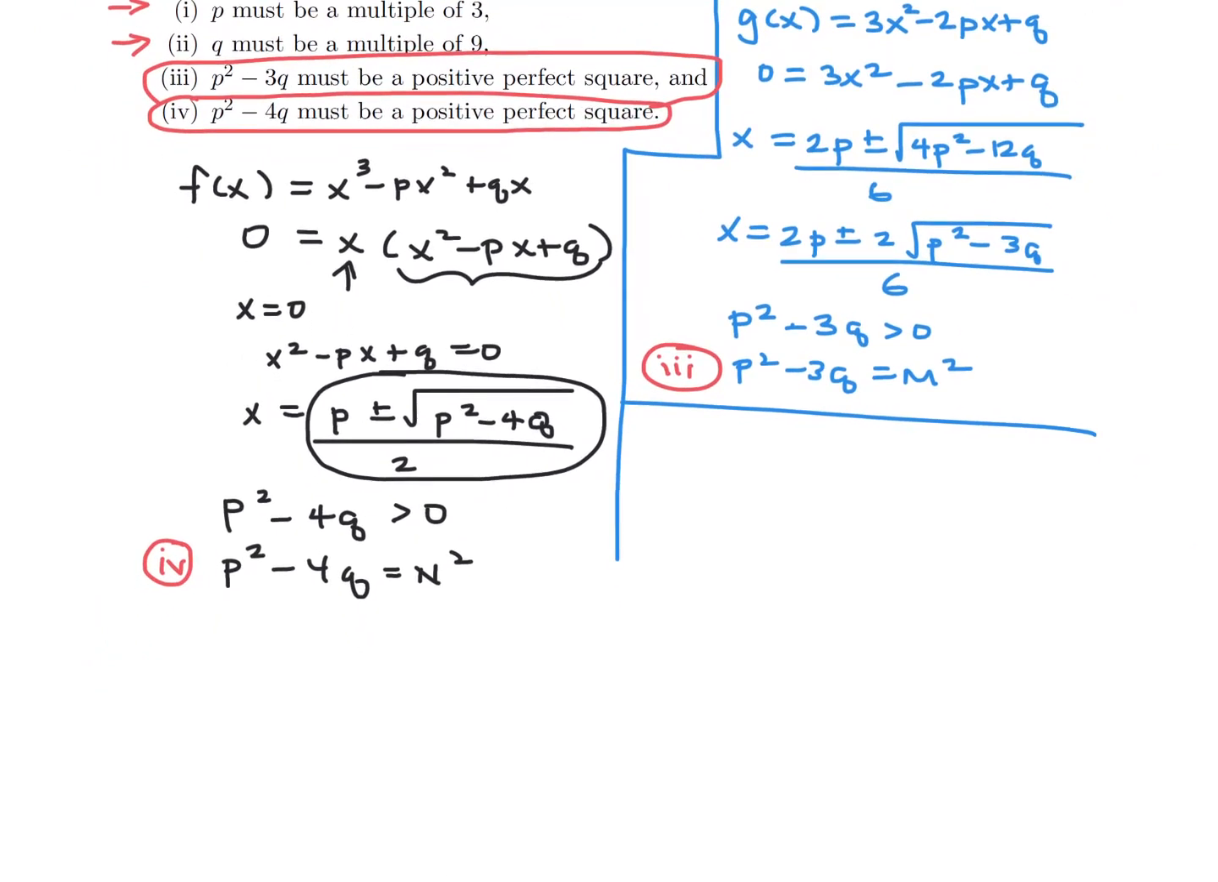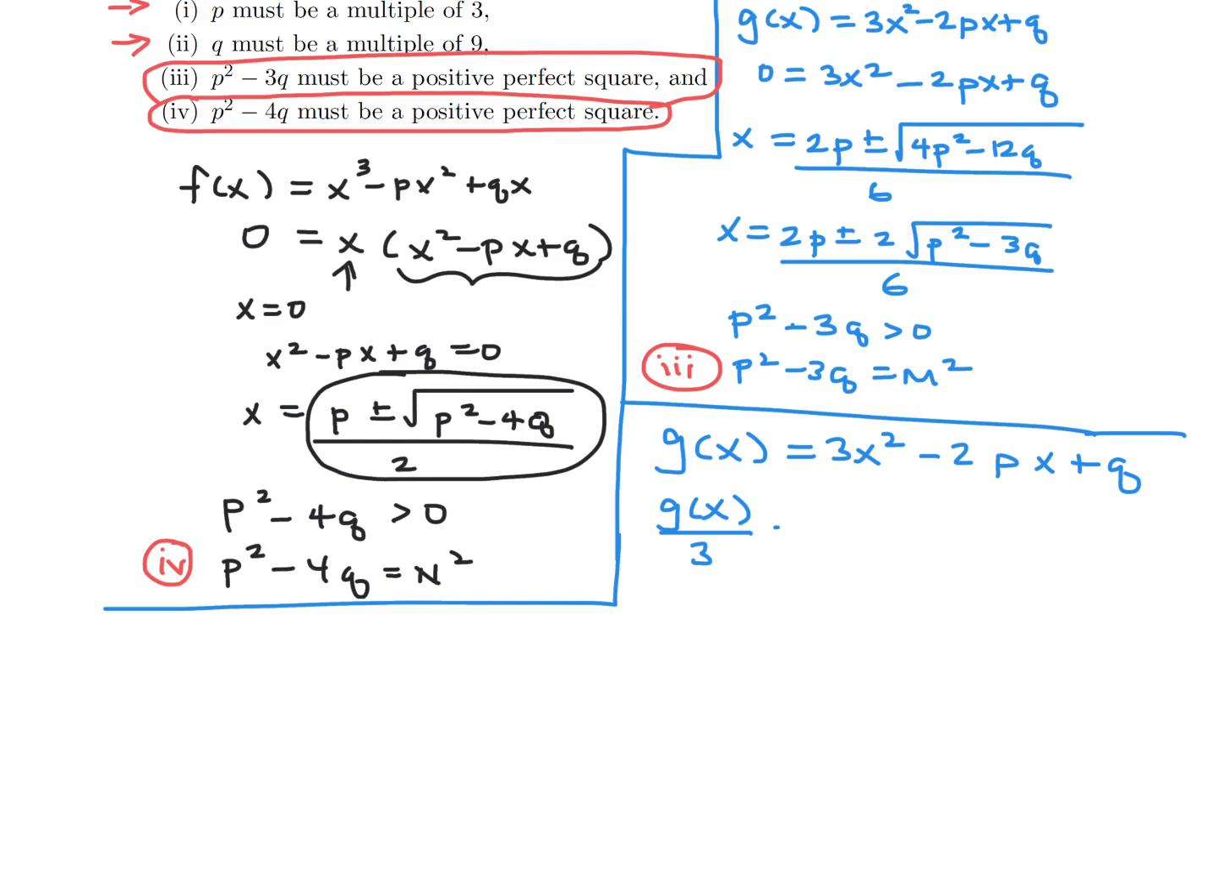We have to then, let me look at g of x again. So g of x is 3x squared minus 2px plus q, correct? Now I'm going to divide through by 3 here, and that'll just leave me with x squared minus 2 over 3 px plus q over 3.